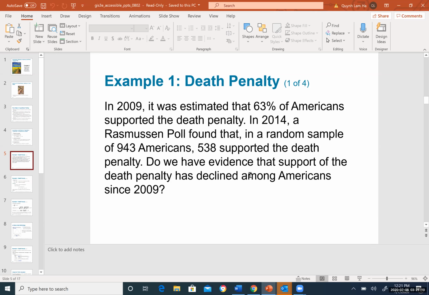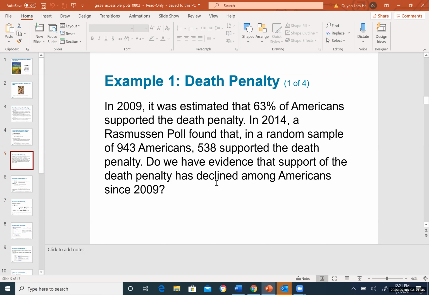In this question, there's another keyword you can see right here, telling you to apply the left tail test, because the word declined tells you it's decreased, right? So it will be the left side area. So you can run StatCrunch for this one.